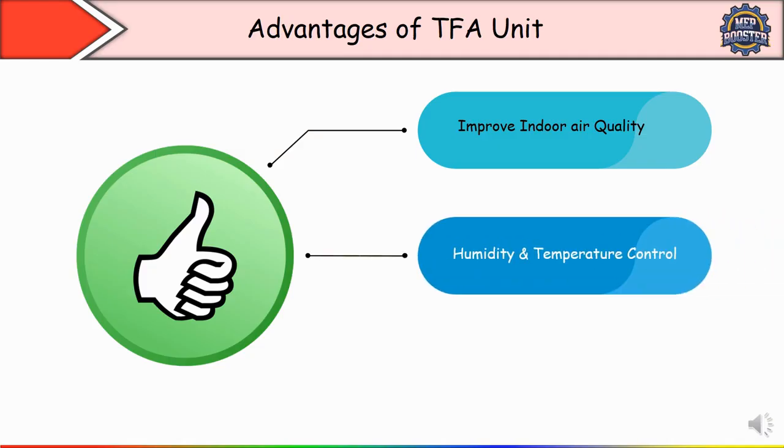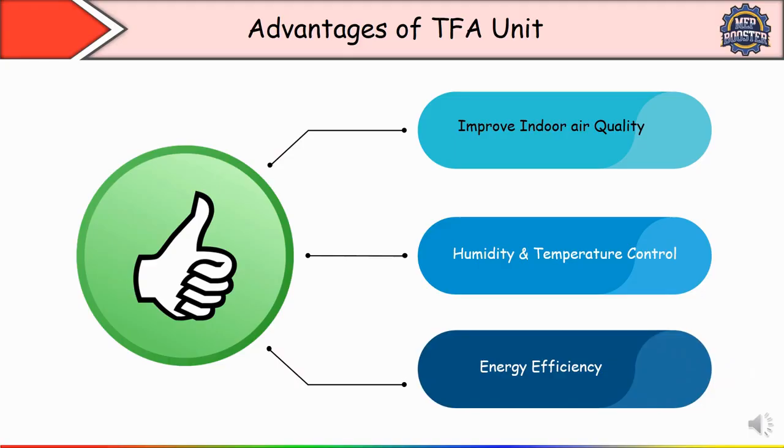Second, humidity and temperature control. How does the TFA unit control the humidity and temperature? Simple. The TFA unit uses a cooling coil, heating coil and dehumidification system to regulate temperature and humidity.